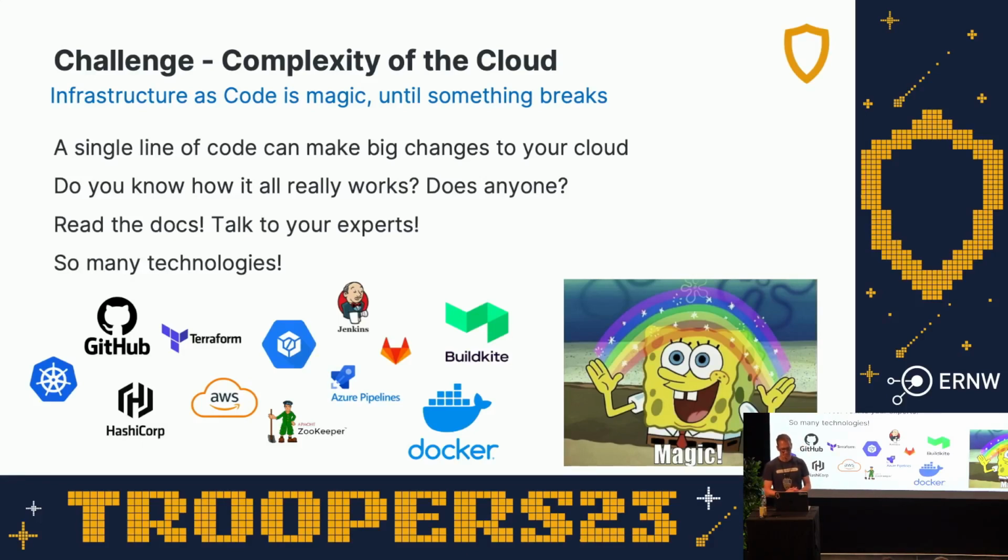And then the final challenge: the complexity of the cloud. Infrastructure as code is magical when you see it in action, but it's also scary when you see what's happening on the back end, and when it breaks, some wizard has to come in and fix the magic. Do you know how it works? Does anybody in your organization really know how all of this stuff works? There's a lot going on.